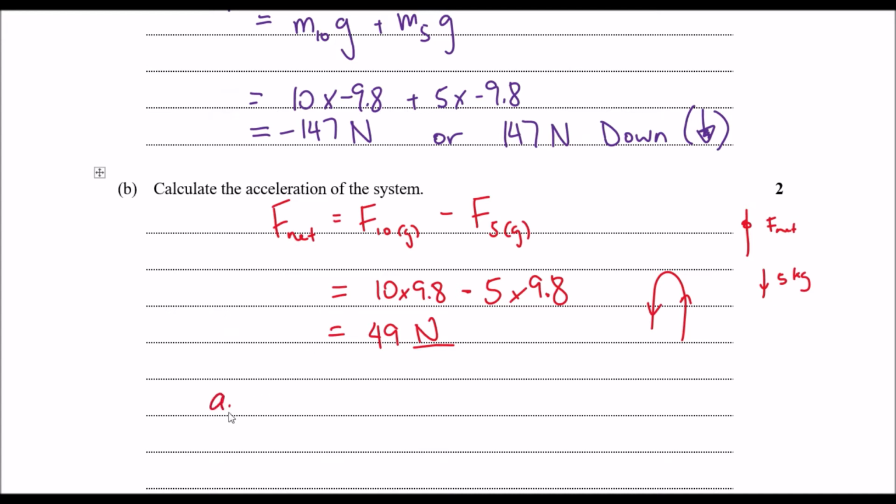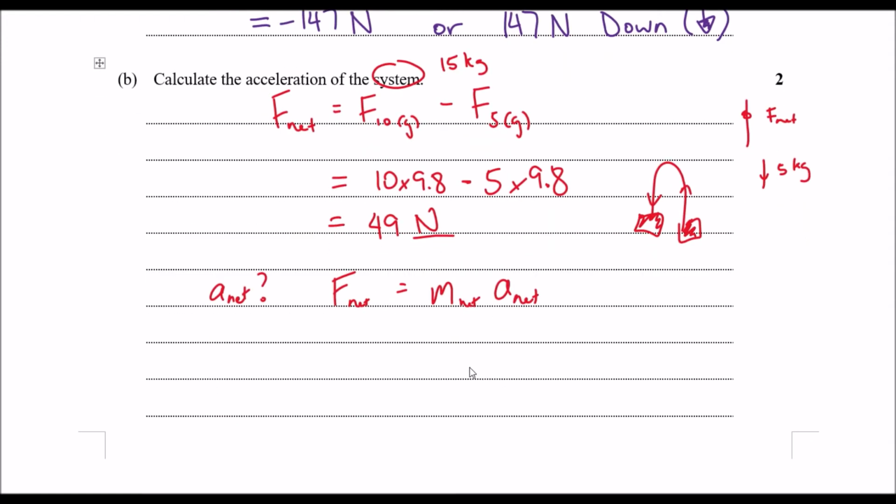Next we need to find is the net acceleration. That's going to be using Newton's second law of motion, that the acceleration is going to be in the same direction as the force. The total mass of our system is 15 kilograms because the string is attached to both of these masses, so they are considered as part of the same system. Okay, so substitute that into our equation.